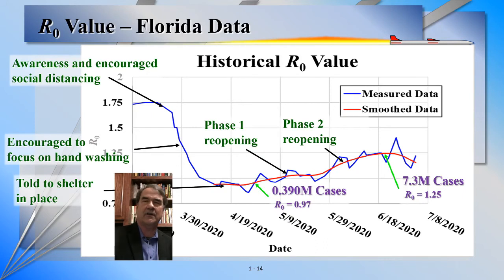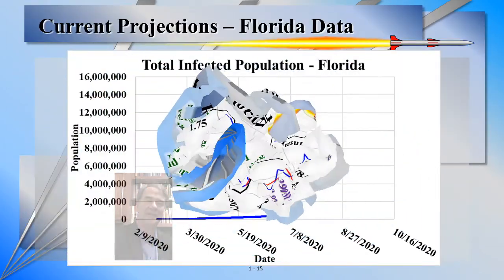Now, as time is going by, and various politicians are deciding that it's okay to reopen because of the economy, the result of that really is we're expecting now somewhere near 7.2, 7.3 million Floridians to get the disease. Remember, out of 22 million, so that's approximately 1/3.